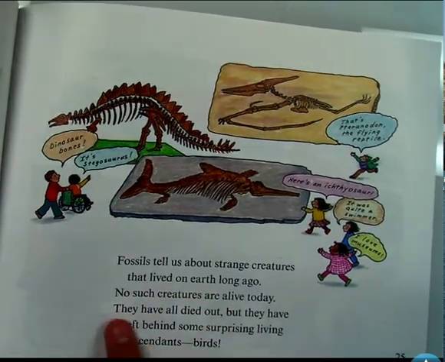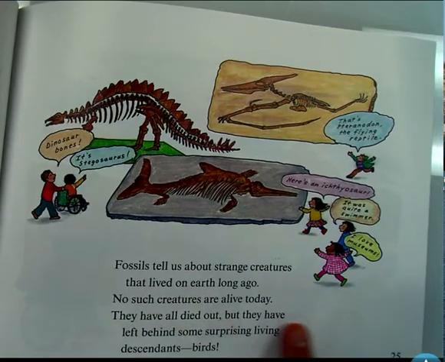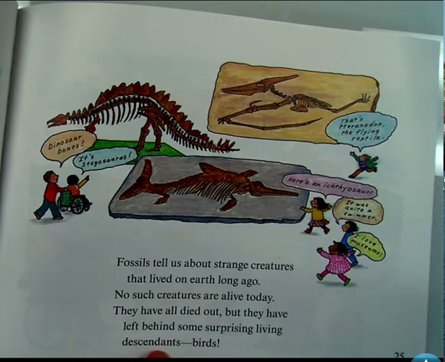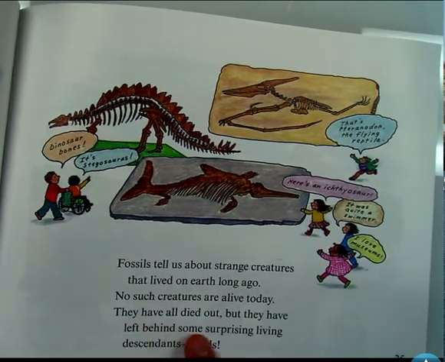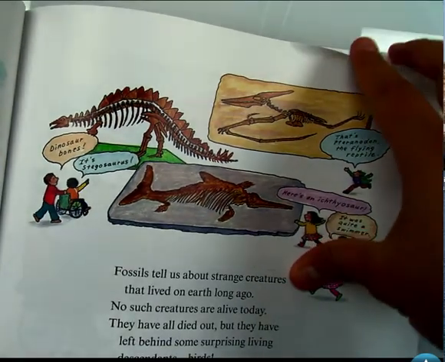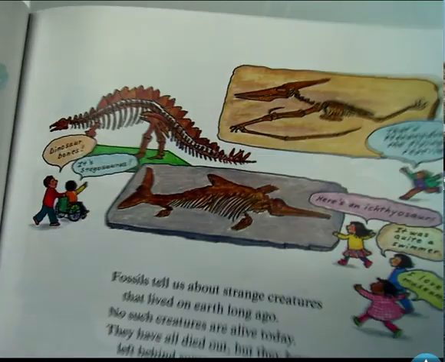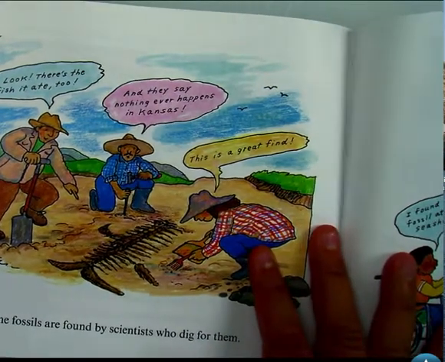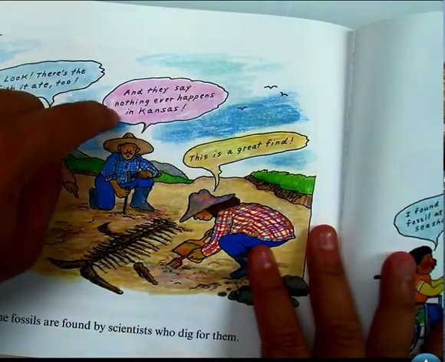They have all died out, but they have left behind some surprising living descendants. Birds. Can you believe birds are living descendants of dinosaurs? Yeah. Look, there's the fish I ate too, and they say nothing ever happens in Kansas.